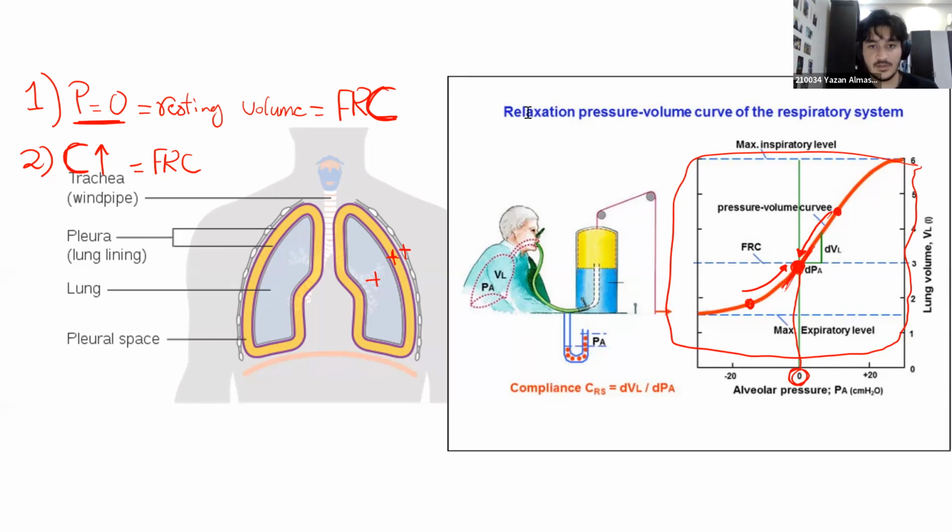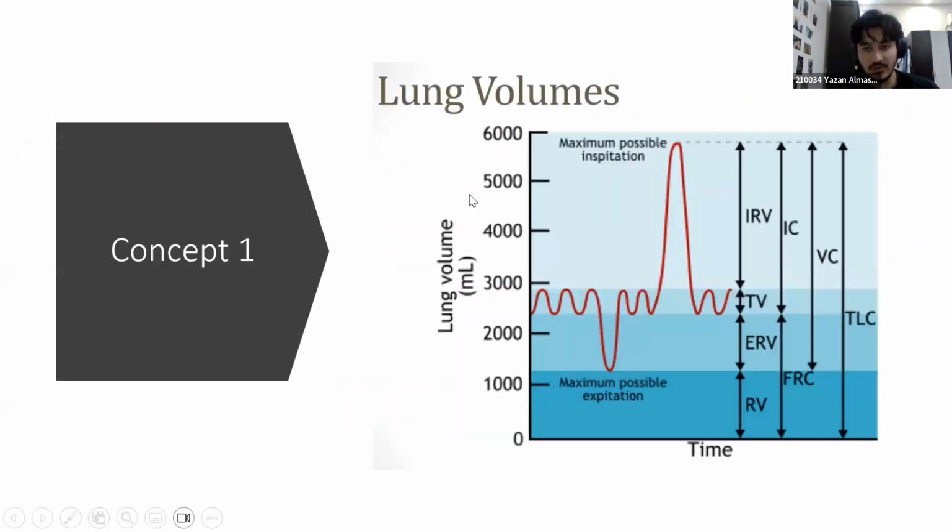There's someone in the chat: Isn't FRC forced exhale plus residual volume? Yes. So going back to here, this is FRC. I explained it and I said here, from here to here, this whole thing is FRC. And this is our normal breathing. So FRC is literally after a normal exhalation. When we're talking, we're inhaling and exhaling. After a normal exhalation, we have FRC. So after that normal exhalation, the highest compliance is there and the resting volume is there.